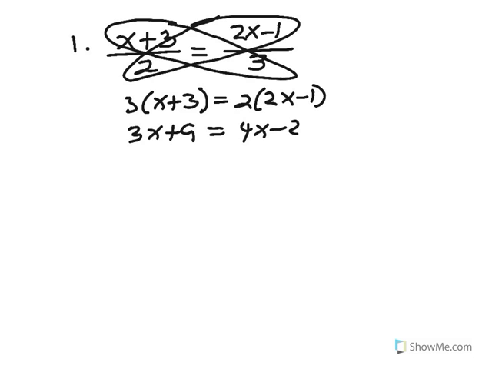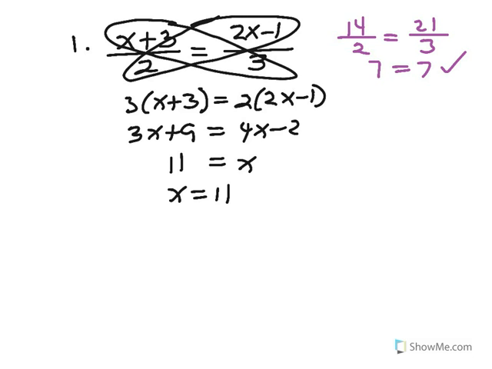So if I subtract 3x from both sides, I'll have a 1x on the right. And if I add 2 to both sides, I'll have an 11 on the left. So in this case, x is 11. And if I substitute 11 back in on the left, 11 plus 3 would be a 14 over 2. And on the right, 2 times 11 minus 1, 22 minus 1, would be a 21 over 3. We can see that those are both equal to 7. So it checks in the original equation.